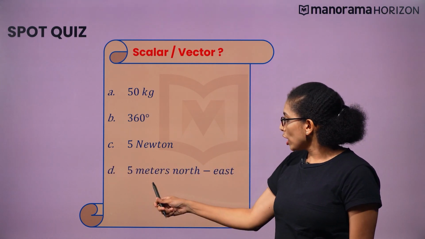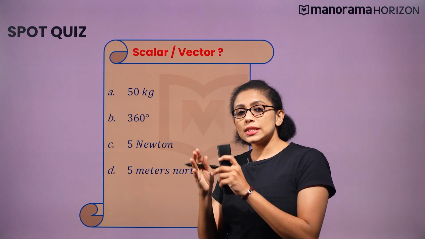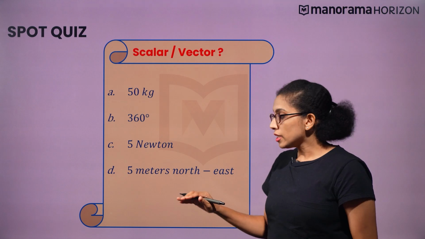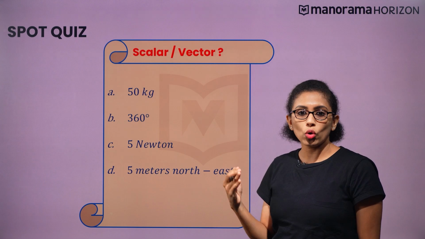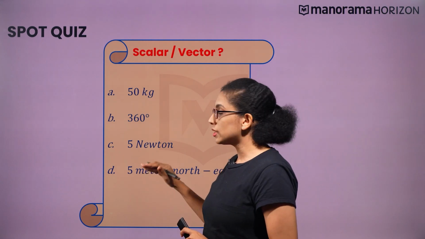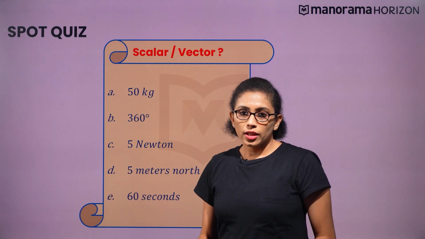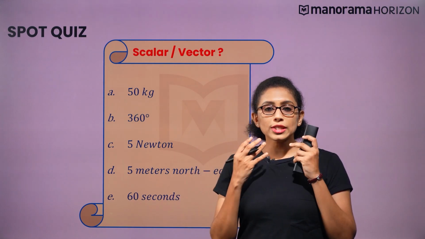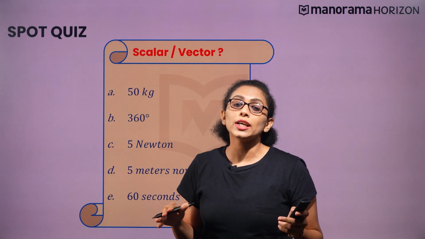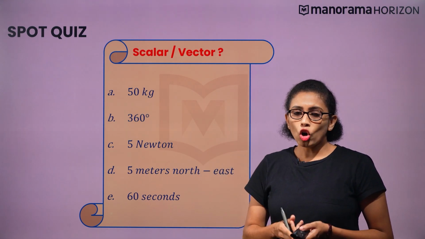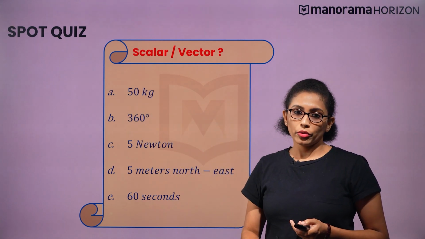And what about 5 meters northeast? Does it only represent the distance? No. It represents a distance in a particular direction, northeast. So it is clear that it is a vector quantity. And the last one, 60 seconds. So here again, when we talk about time, does it show any direction? No. So it is purely a scalar quantity. Hope you all understand what a scalar and a vector quantity is, right?